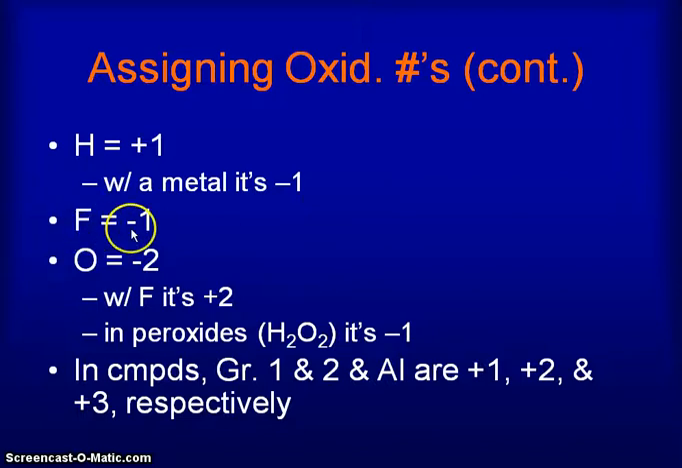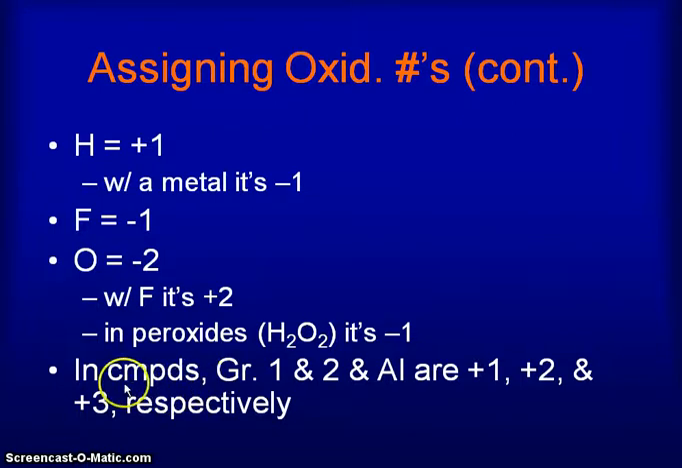Fluorine is always going to be -1, just like its normal charge, and oxygen is going to be -2. Now, there are a couple exceptions with this rule as well. Most of the time, oxygen is going to be -2. If it combines with fluorine, it'll switch to a +2. And if it's in a peroxide, it's a -1. So like H2O2 is hydrogen peroxide. Then this oxygen is going to have a -1 oxidation number.